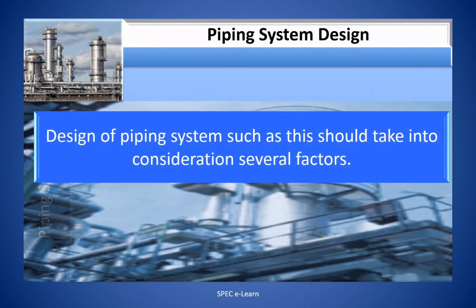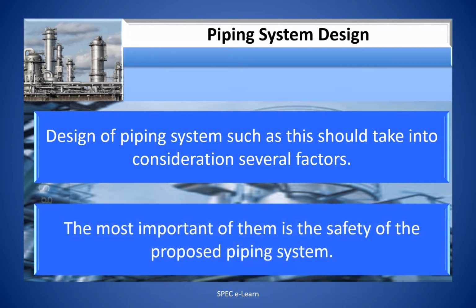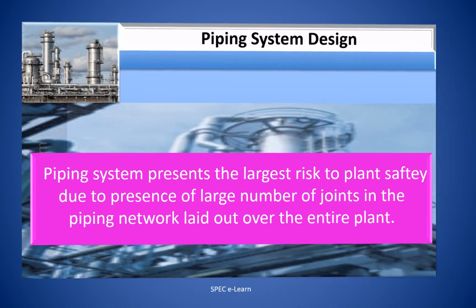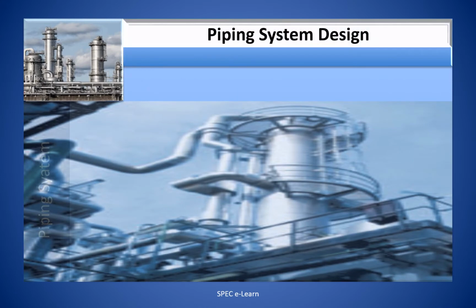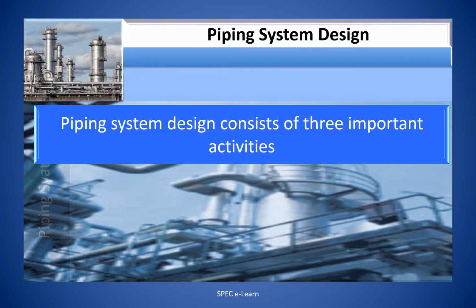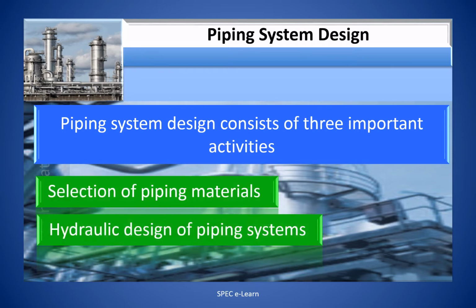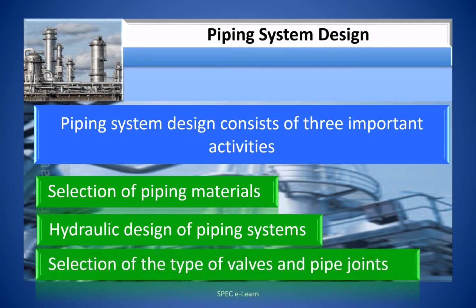Design of piping systems such as this should take into consideration several factors. The most important of them is the safety of the proposed piping system. Piping system presents the largest risk to the plant safety due to presence of large number of joints in the piping network laid out over the entire plant. Piping system design consists of three important activities: selection of piping materials, hydraulic design of piping system, selection of the type of valves.